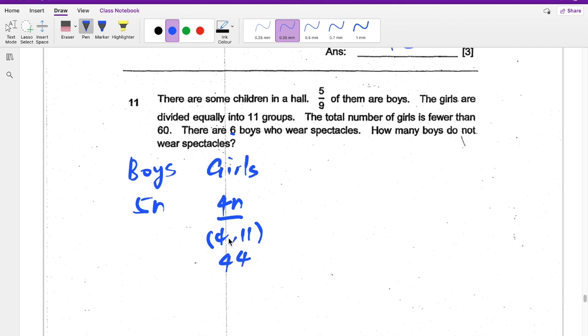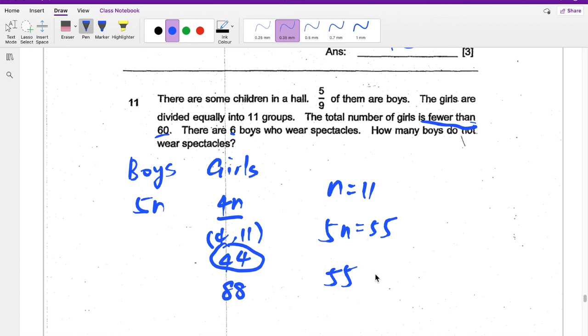How about the next? Well, the next one could be 88, right? This one also can be divided into 11 groups. But he says here the total number of girls is fewer than 60. So the girl number can only be 44, right? So if the girl number is 44, then 4n is 44, n equals 11. Then the boy number would be 5 times 11, which is 55, right? If 6 boys wear glasses, then 55 minus 6. So the answer is 49.